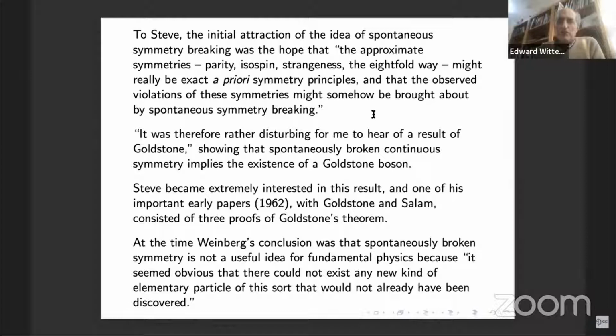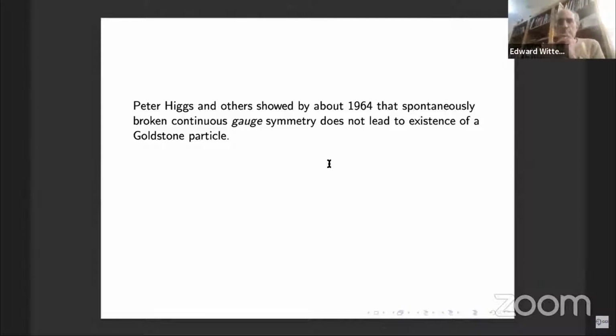Now, Peter Higgs and others showed by about 1964, following ideas that came from condensed matter through Phil Anderson, and also ultimately going back to Julian Schwinger's paper on the Schwinger model, they showed that spontaneously broken continuous gauge symmetry does not lead to existence of a Goldstone particle. Here the emphasis is on the word gauge. So Goldstone's theorem was for spontaneously broken global symmetry. Higgs and others showed that for spontaneously broken gauge symmetry, there's no Goldstone particle.